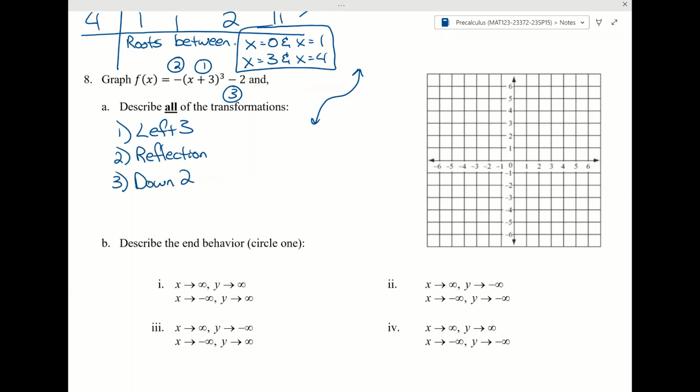So we're going to take this graph. Normally it looks like this. You don't have to graph it yet. First step it does is it goes to the left 3. So that's left 3. Then it gets reflected. Well, we said what reflecting means. That makes it look like this. Then we're going to move the graph down 2. So bringing this all together, that's what the graph looks like.